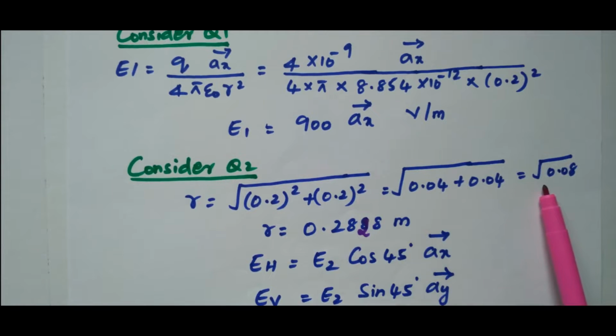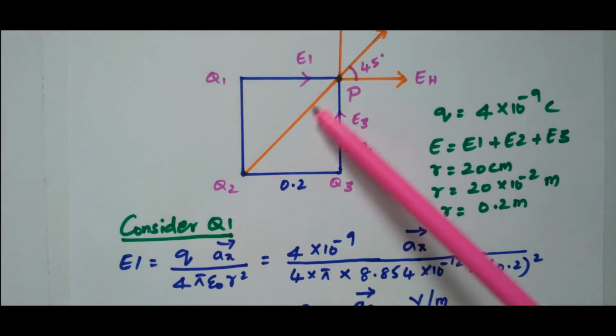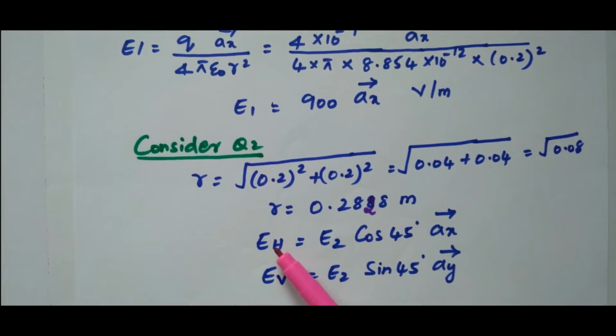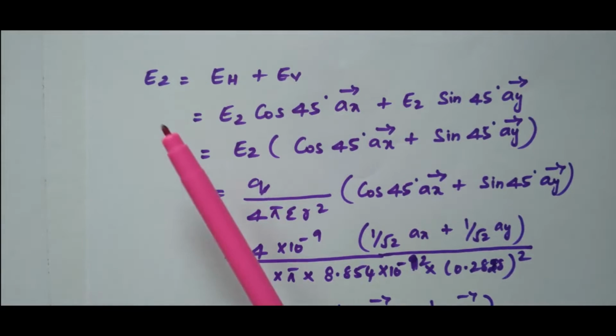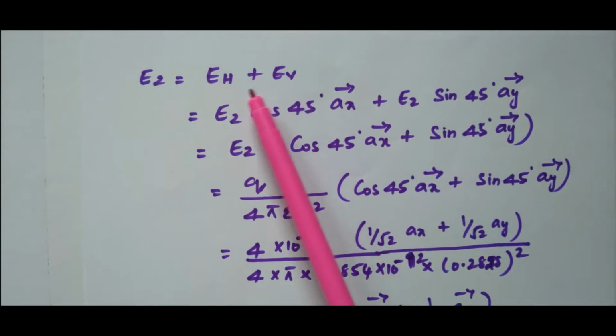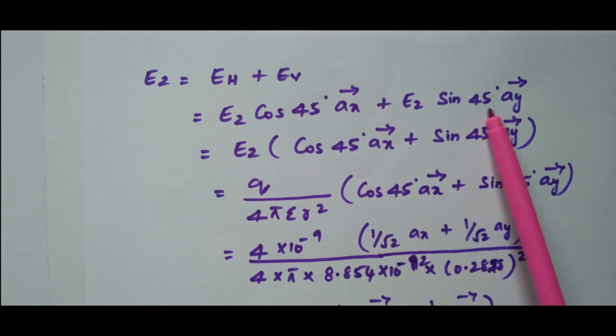So finally what we got? Square root of 0.08, that is nothing but 0.2828 meter, right? So this distance is needed, that is 0.2828 meter, calculated from the Pythagoras theorem. Now we need to find the horizontal component and vertical component. Now we got the value of r. So while considering the second charge, E2 is the vector sum of horizontal component plus vertical component. Horizontal component is E2 cos 45 into AX vector plus E2 sin 45 into AY vector.